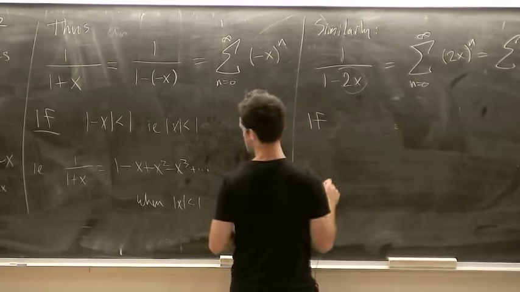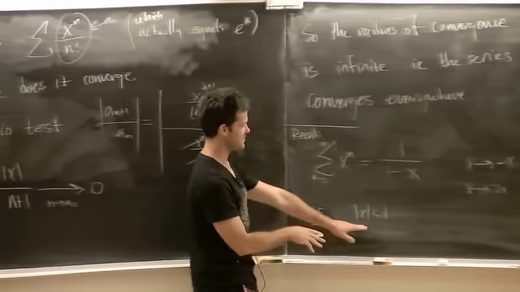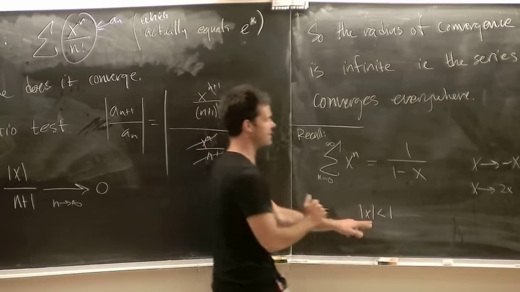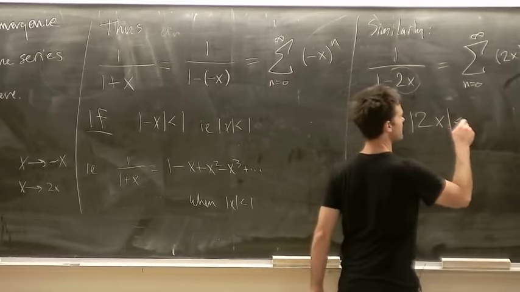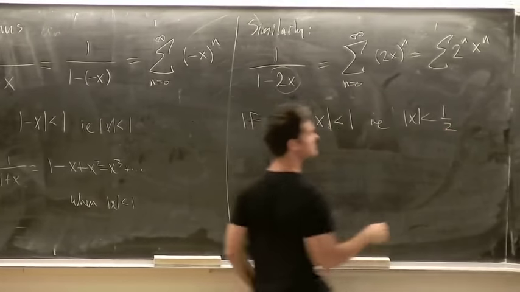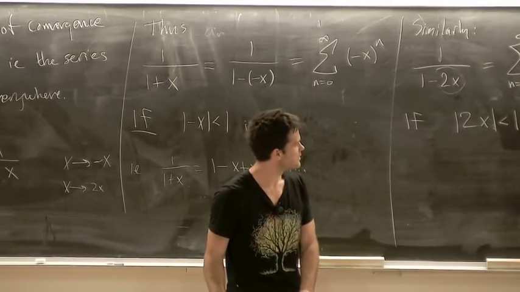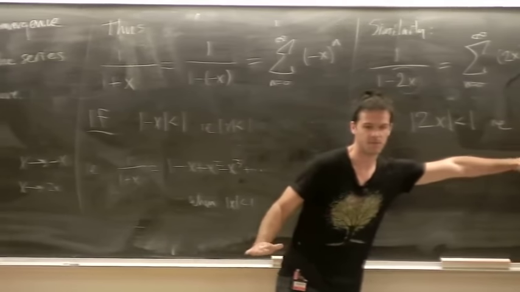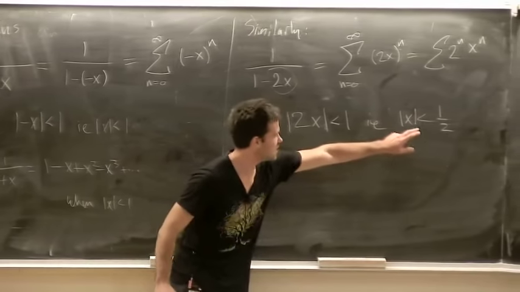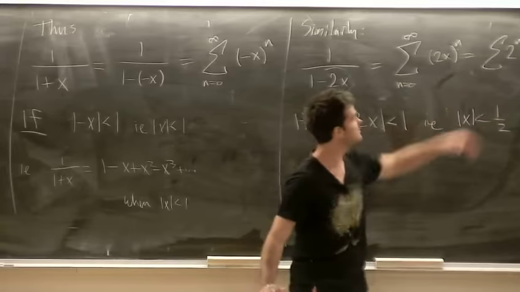And this is if this condition, if I replace x by 2x, becomes absolute value of 2x is less than 1, i.e. x is less than a half. So, in this example, the radius of convergence just got shrunk a little bit, which kind of makes sense if you look at the series.